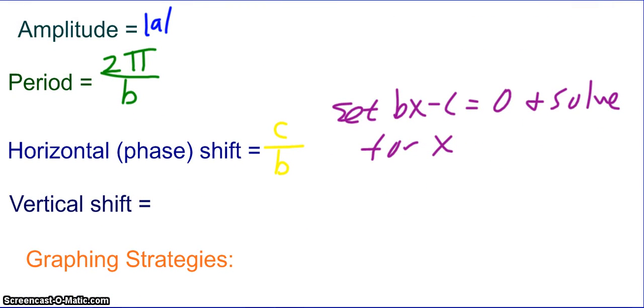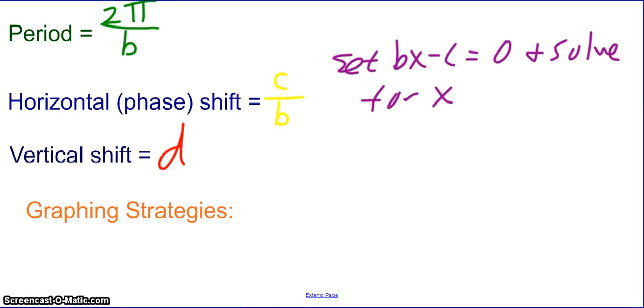The vertical shift then is just d. So if d is plus 1, then you have a shift up 1. If d was minus 5, then you vertical shift down 5.